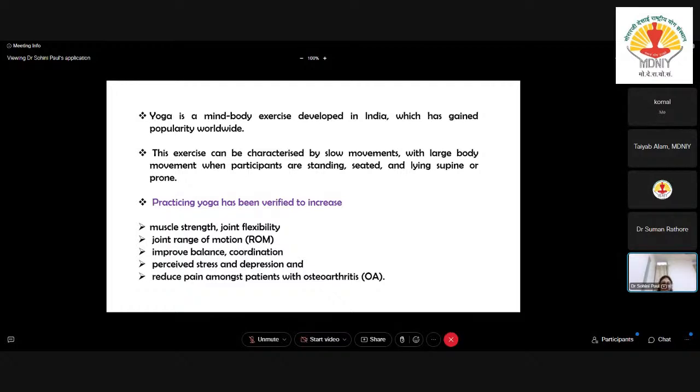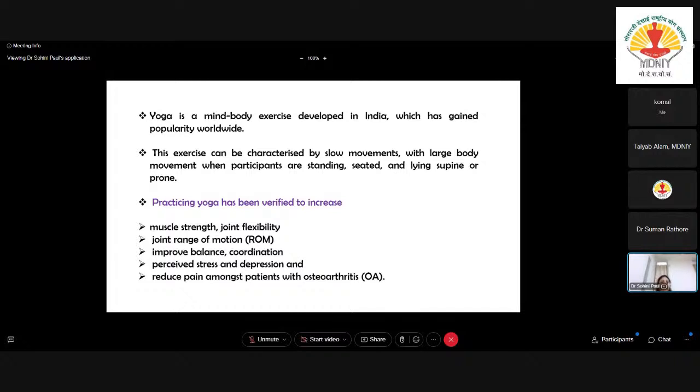Practicing yoga has been seen overall to increase muscle strength, joint flexibility, and the range of motion of particular joints. It also helps to improve balance and coordination. Right now, the senior elderly population has so much of a problem. They have a tendency to fall, and that is related to balance disturbances. Yoga has been found to improve balance and also coordination, because coordination is very important when we talk about an individual's proper functioning.